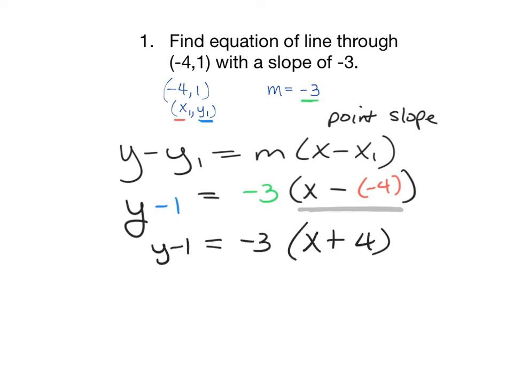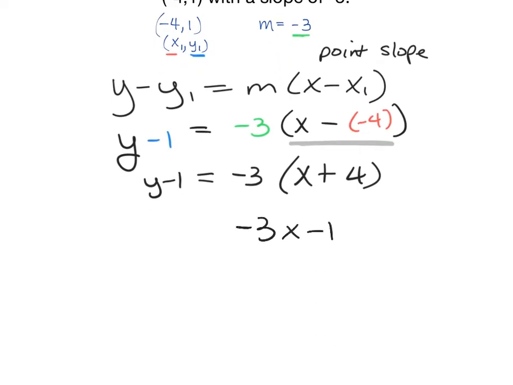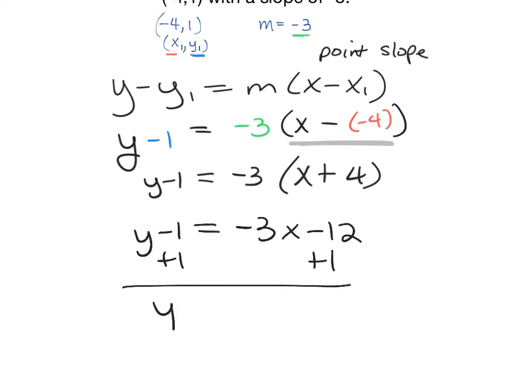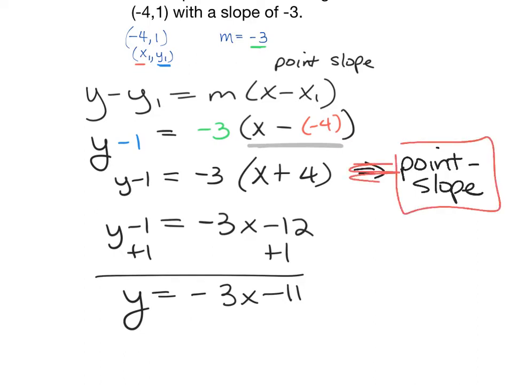Now, if the instruction said to leave it in point-slope, we're done. However, if it says to put it in slope-intercept, then we need to distribute and combine like terms. So I'll distribute the -3, rewrite this side, and then I'll add the 1. So y is equal to -3x minus 11. So if the instructions say point-slope, we stop here. If it says slope-intercept, then we keep going.